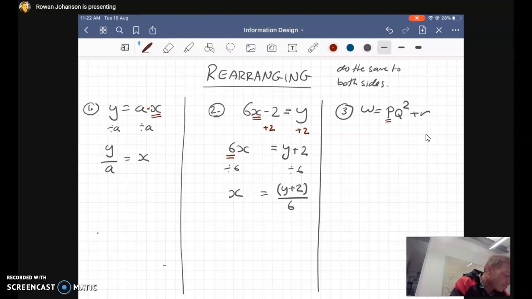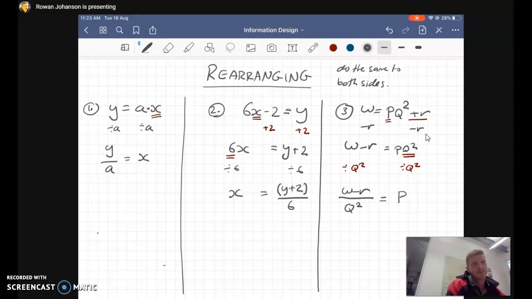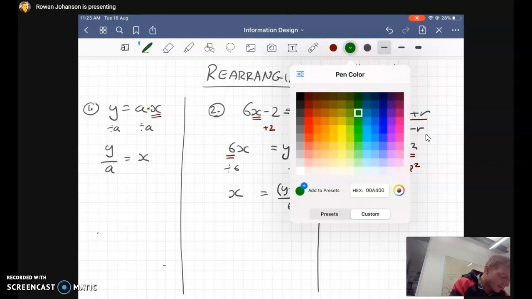So the first thing I'm going to do is get rid of the plus R. So I'm going to do minus R on this side, minus R on that side. It's going to be W minus R equals PQ squared. That's my step 1. Step 2, I want to get rid of Q squared. I can treat that as one thing. So I'm going to divide this side by Q squared, and that means I have to divide the other side by Q squared. So I'm going to get W minus R all over Q squared is equal to P. And that's it. That is solved.